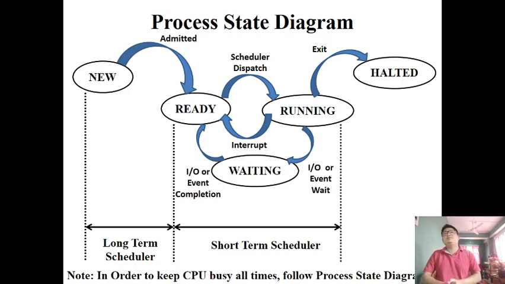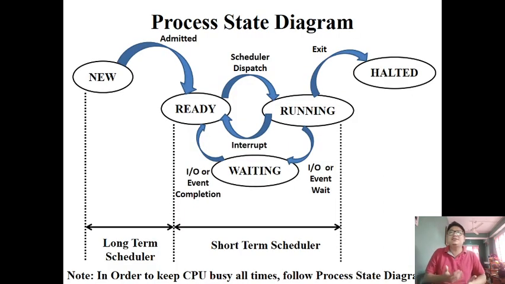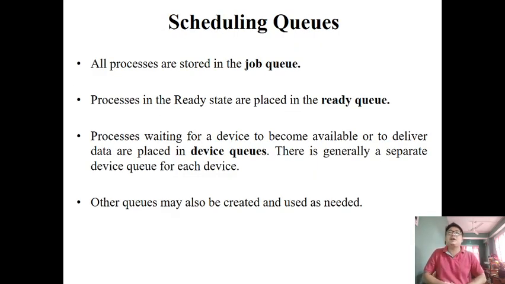Okay. Now as you can see in the process state diagram, the process will move from one state to another state. As the process moves from one state to another state, it is stored in a particular data structure called a queue. So basically I'm talking about the different types of scheduling queues, the queues that the operating system maintains in each of these various states. So basically there are three different kinds of queues: job queue, ready queue and device queue, or various device queues.